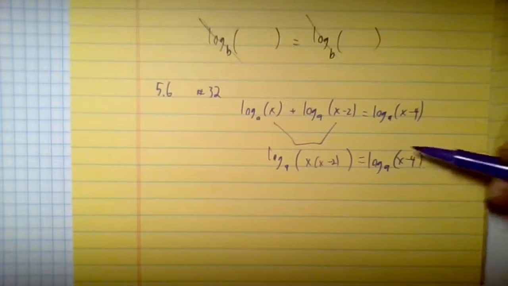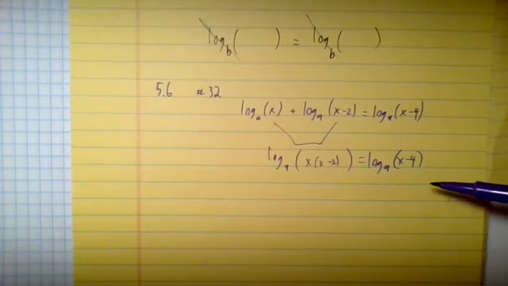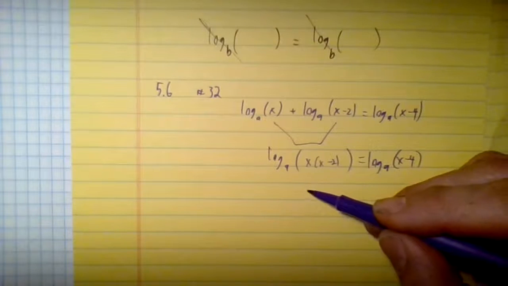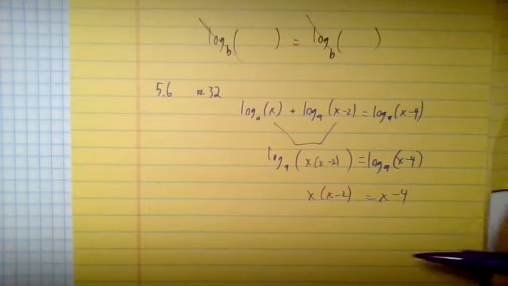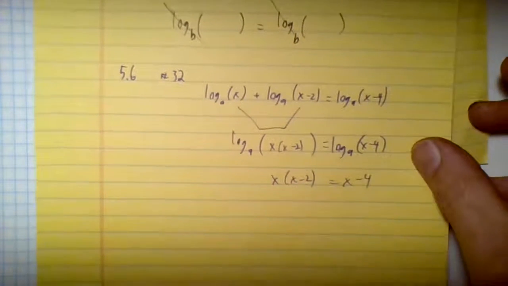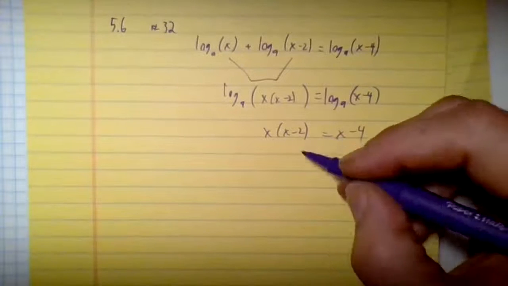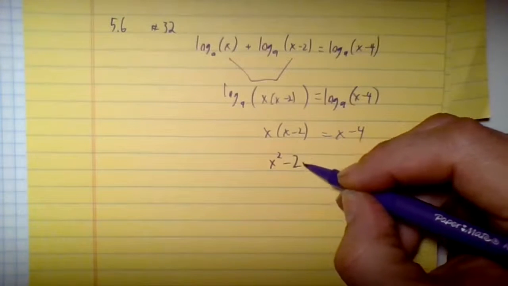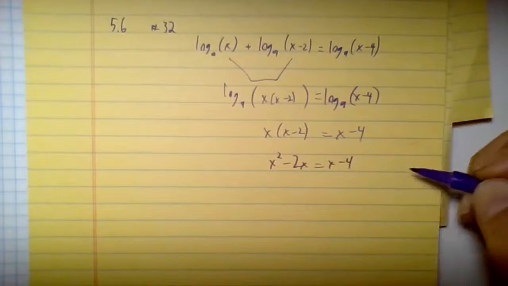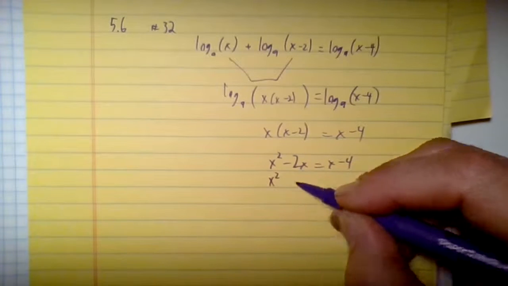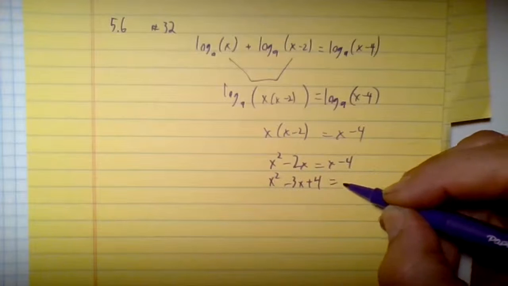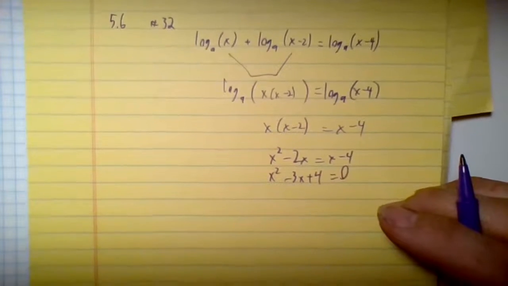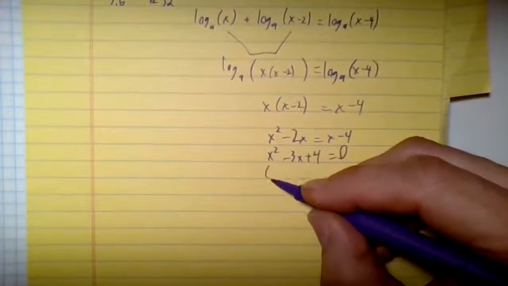Once I have them put together like that, then I can cancel the logs. The only way this could be true is if x times x minus 2 was equal to x minus 4. Now I've got a regular equation, regular algebra stuff I can do from there. If I get everything to one side, I get x squared minus 3x plus 4 equals 0.